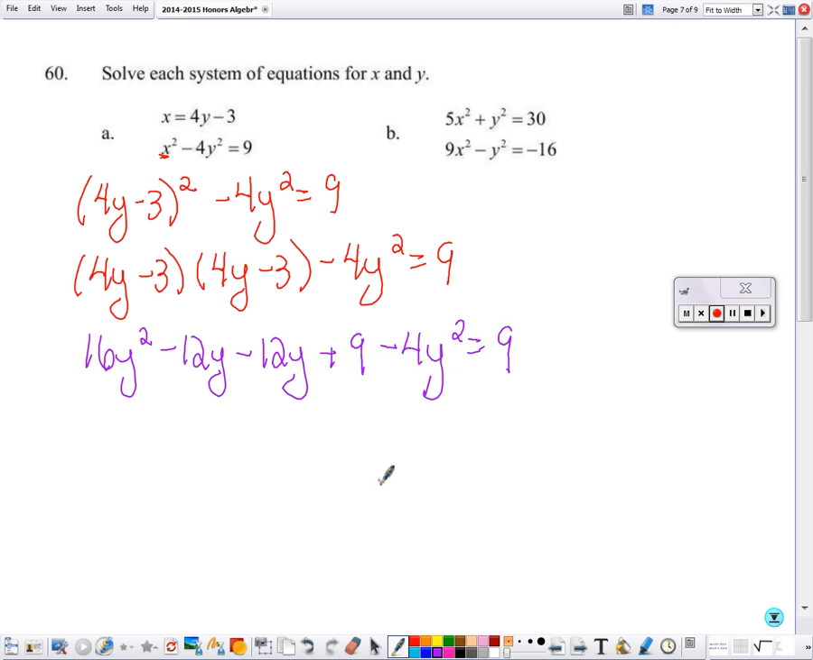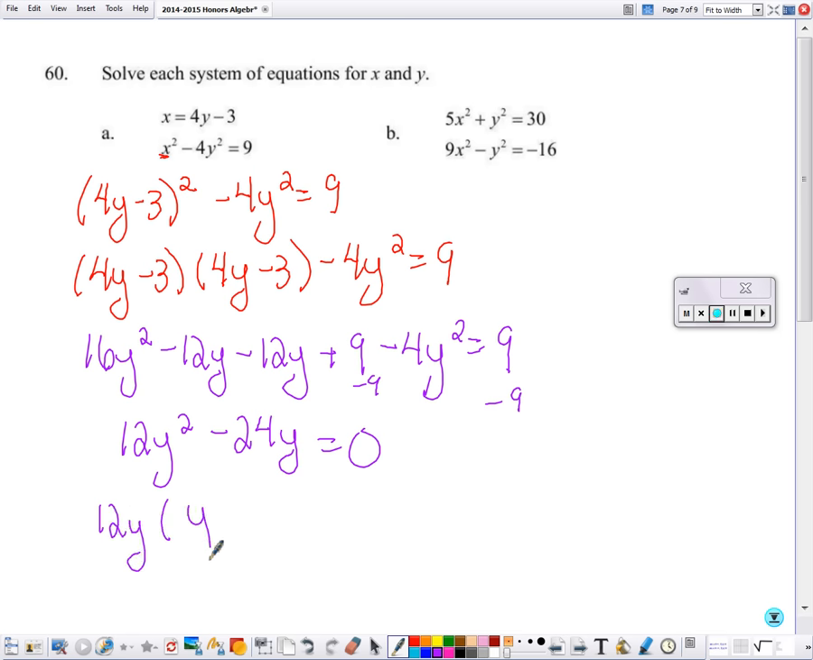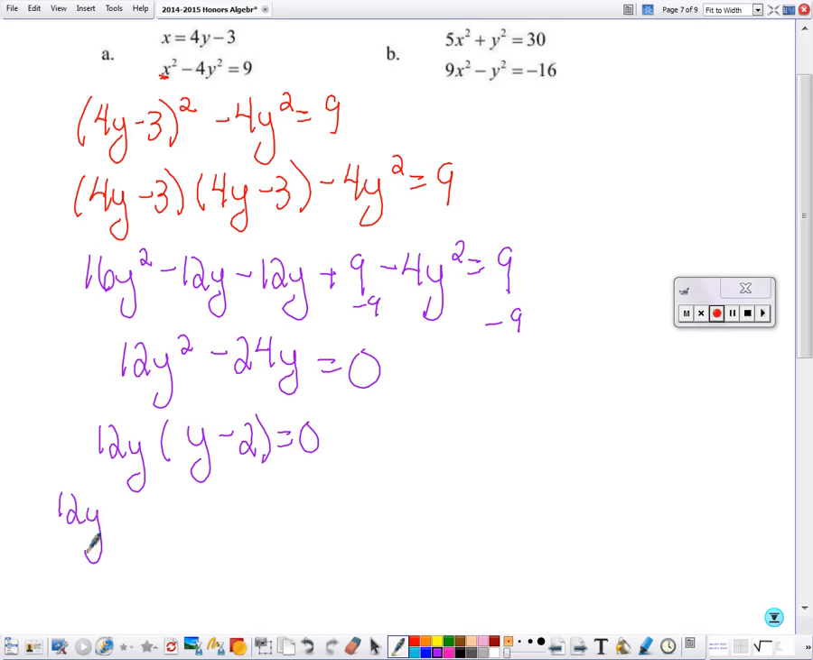And we're going to combine our like terms. So 16 minus 4. I'm going to move the 9 over. That's 0. Now we can factor out the greatest common factor, and set each factor equal to 0. So y equals 0 and y equals 2.